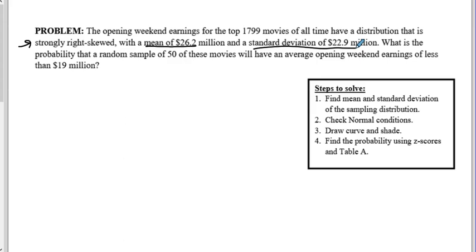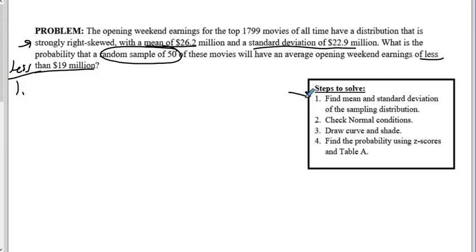What is the probability? A random sample of 50. Right off the bat, we know we're going to be okay because it's over 30. We'll have an average opening weekend earning of less than 19 million. I'm going to write the word less here, to remind myself when we're looking at the chart how to graph that: we're looking left. Now that you know that it's safe, 50 is going to be good. So step 1, and it's right here.